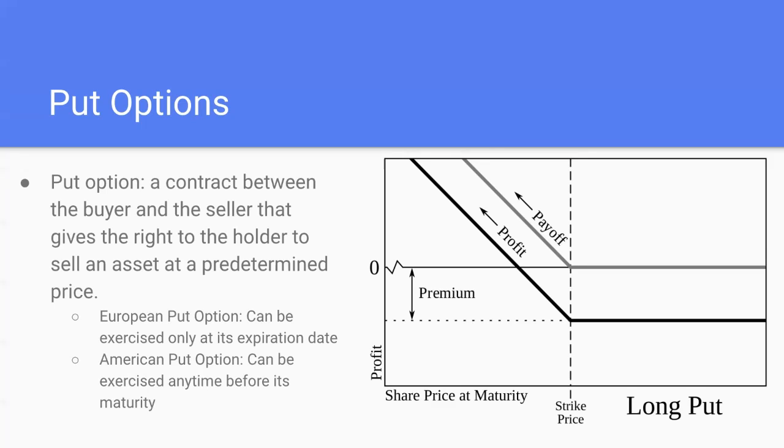So options like these can be written for many underlying assets such as equity, precious metals, and stocks. And the person who writes the option must buy or sell to the holder at the contract price.